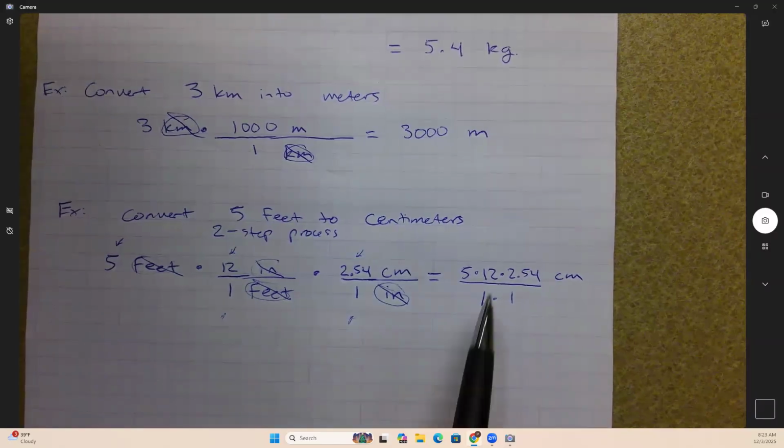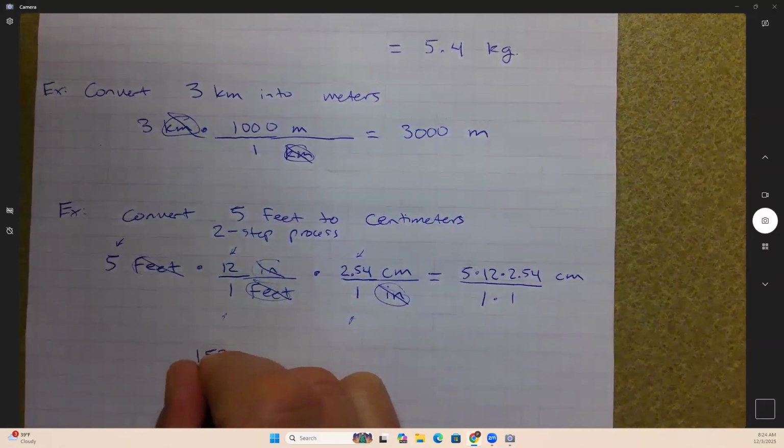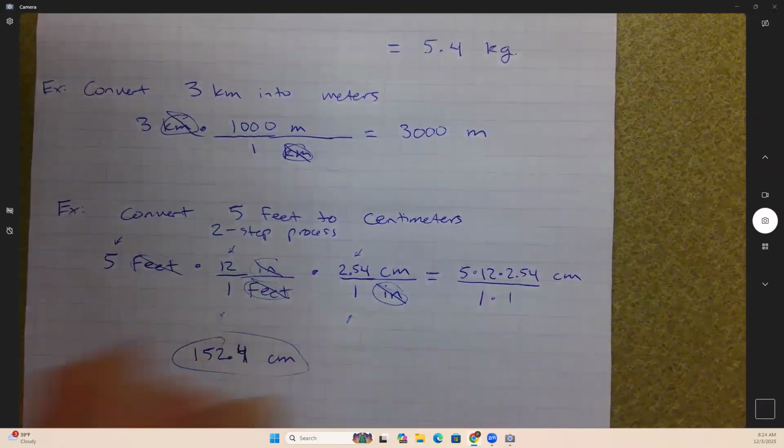And you grab your calculator, 5 times 12 times 2.54. 5 times 12 is about, well, according to this, it's 152.4 centimeters. There we go.